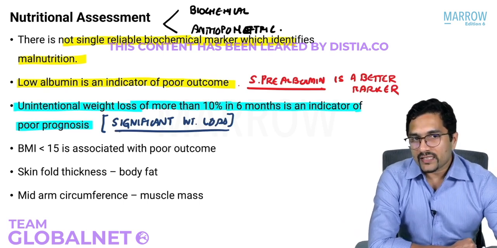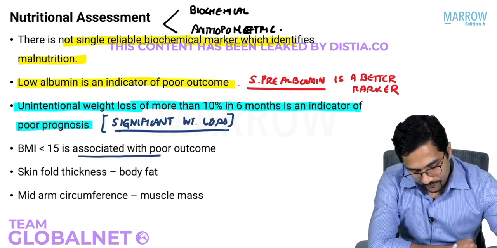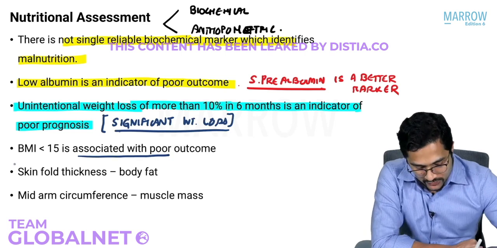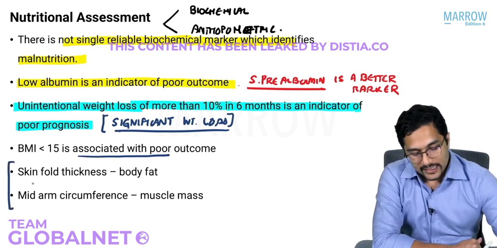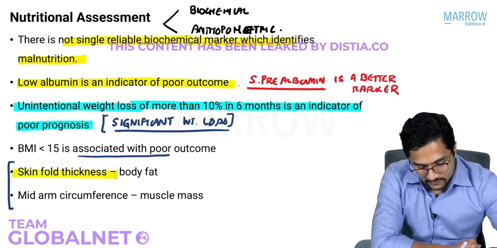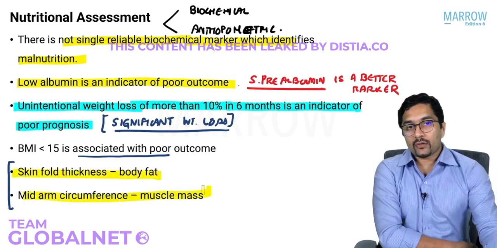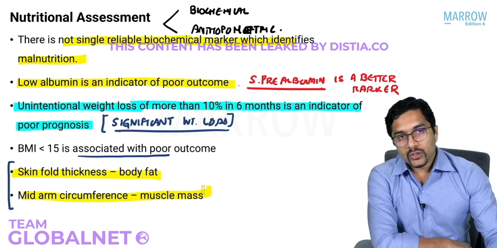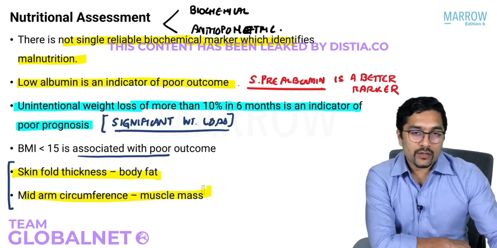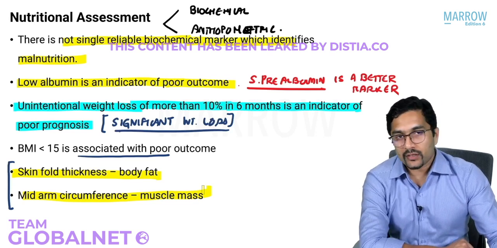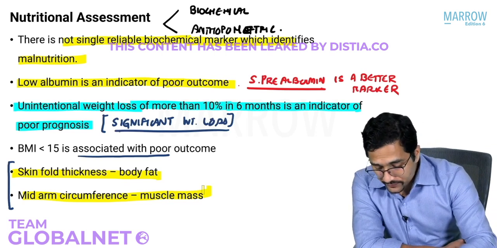A BMI of less than 15 is poor outcome. And the anthropometric measurement, skin fold thickness, tells us about body fat, whereas mid-arm circumference tells us about the muscle mass. So these are the points which you need to remember in nutritional assessment of a surgical patient.